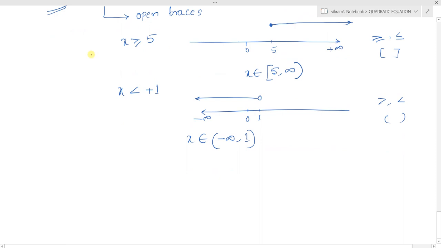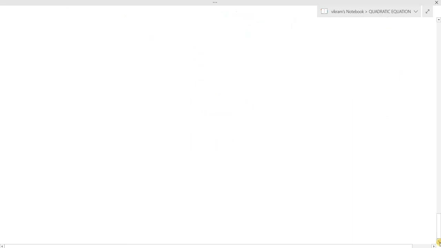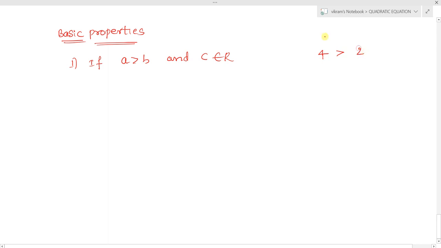And now we discuss some basic properties regarding inequalities. The first condition is: if A is greater than B, and a number C belongs to any real number. Let us understand this: 4 is greater than 2, that means A greater than B, we are considering it as 4 greater than 2.